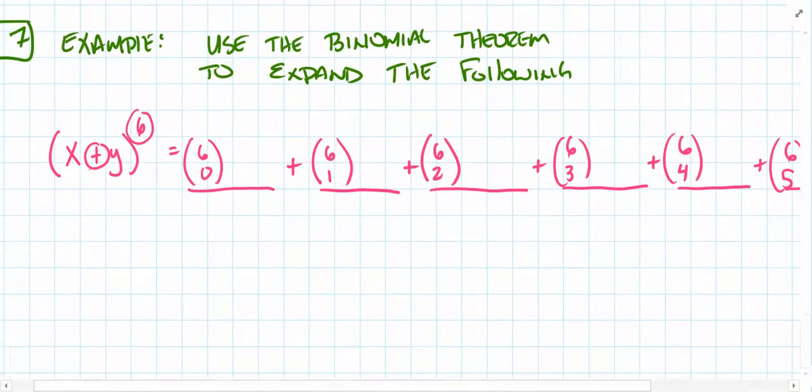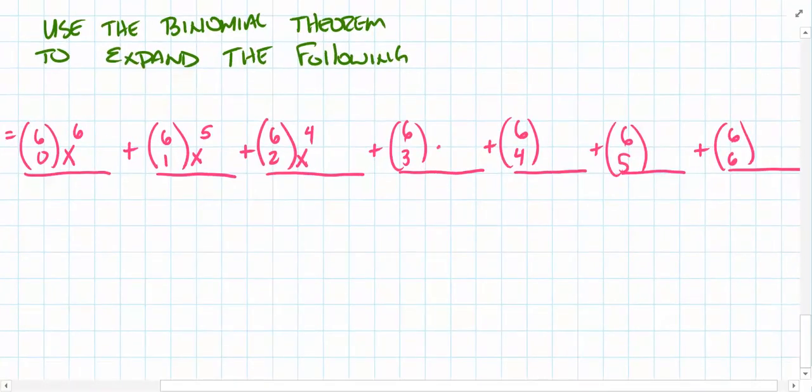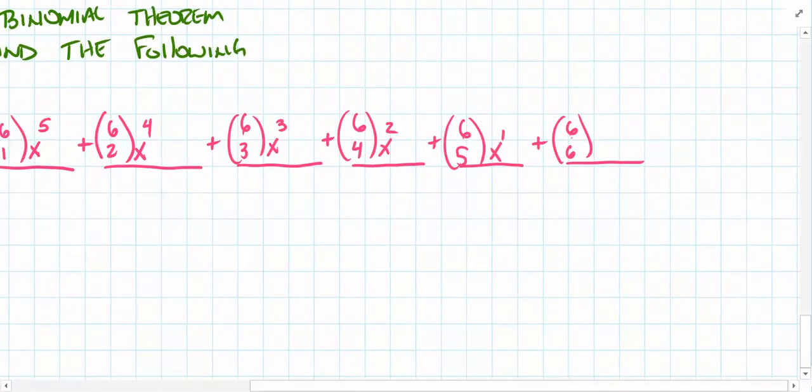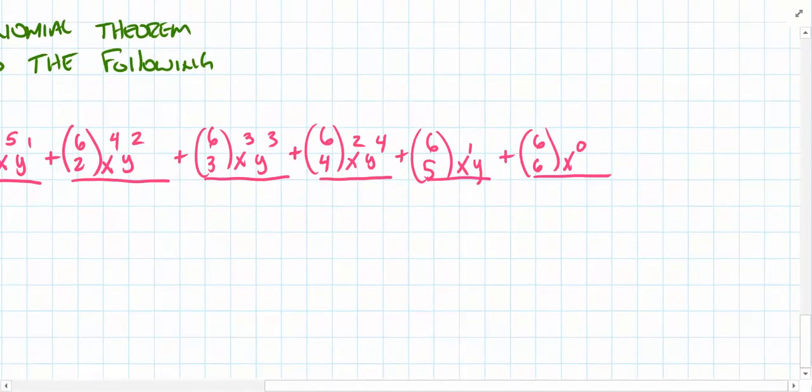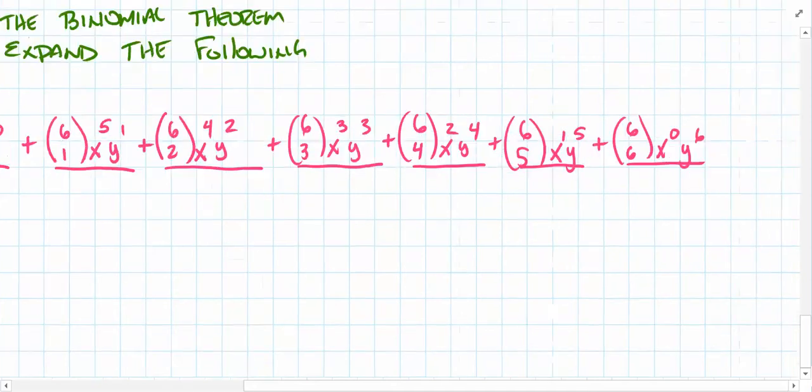All right, next thing is I'm going to take the first term in my binomial, x. I'm going to raise that to the power of 6 and then go down each time. x to the 5th, x to the 4th, x to the 3rd, x squared, x to the 1st, and then finally x to the 0. Then I'm going to take my second term, which is y, and go the opposite direction. y to the 0, y to the 1st, y squared, y to the 3rd, y to the 4th, y to the 5th, and then finally y to the 6th, okay?